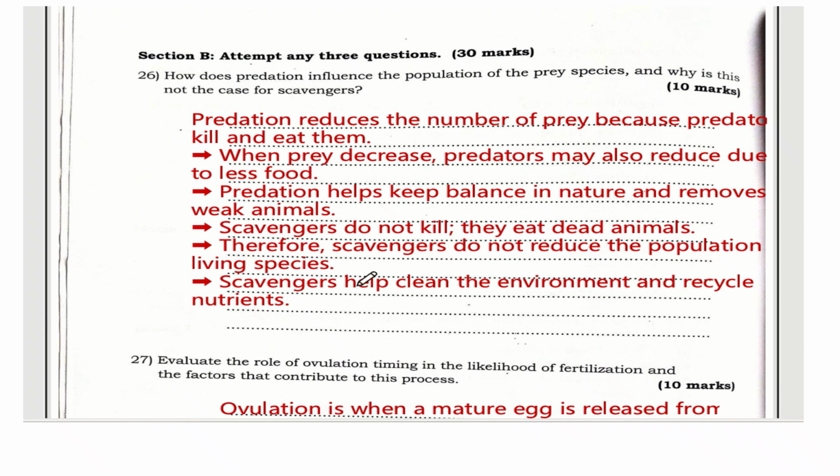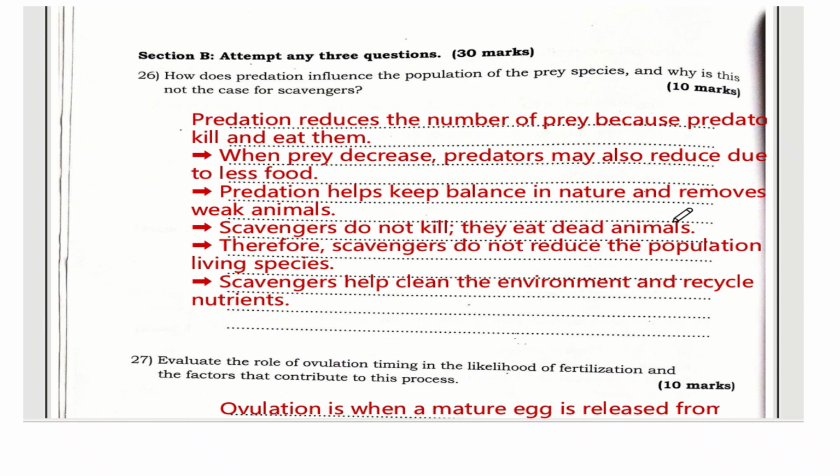It's not the case for scavengers because scavengers do not kill. Firstly, scavengers do not kill. They eat dead animals, already dead. The scavengers, on the other hand, do not kill live animals. They feed on the remains of dead organisms. Therefore, scavengers do not directly reduce the population of any species as in predation.